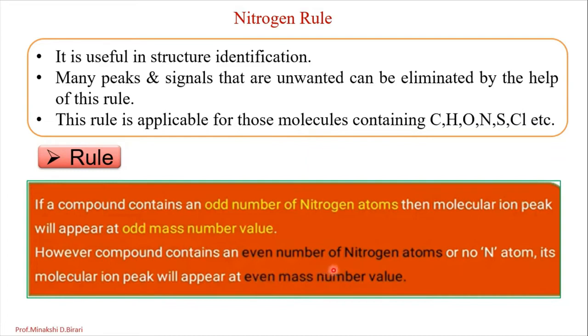odd. So, according to the nitrogen rule, a compound that contains an odd number of nitrogen atoms has an odd molecular ion and it appears at an odd mass number value. And a compound that contains an even number of nitrogen atoms or zero nitrogen atoms has an even molecular ion, with an even mass number value, m by z value also even.